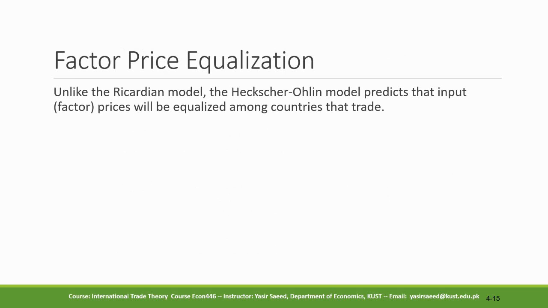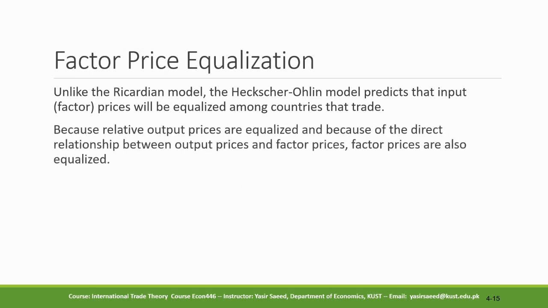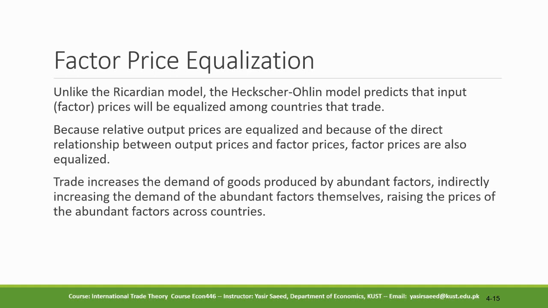Unlike the Ricardian model, the Heckscher-Ohlin model predicts that input prices will be equalized among countries that trade. Because the relative output prices are equalized and because of the direct relationship between output prices and factor prices, factor prices are also equalized. They converge to each other. The basic idea of this discussion is that prices converge. Trade increases the demand for goods produced by abundant factors, indirectly increasing the demand for abundant factors themselves, raising the price of abundant factors across the countries.